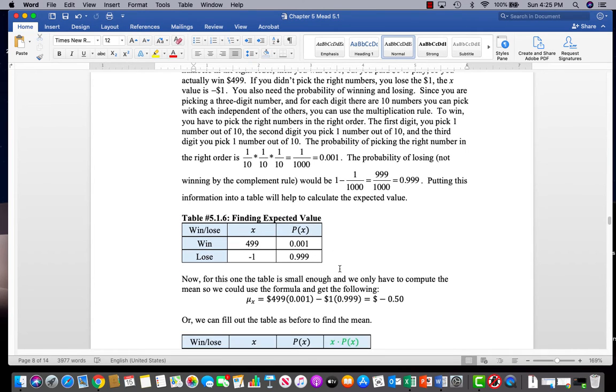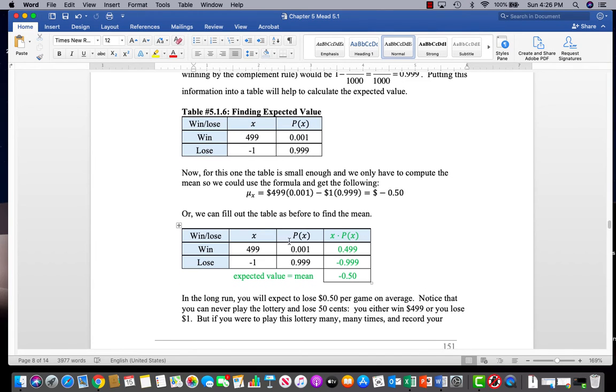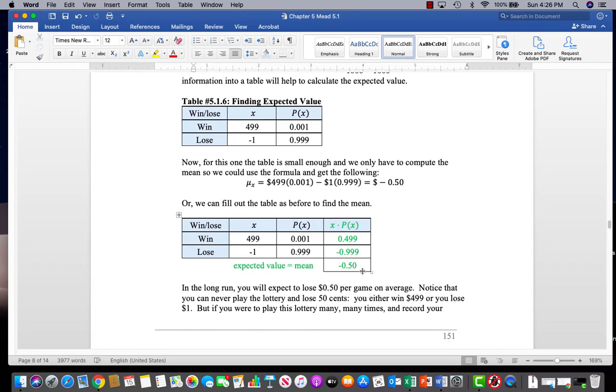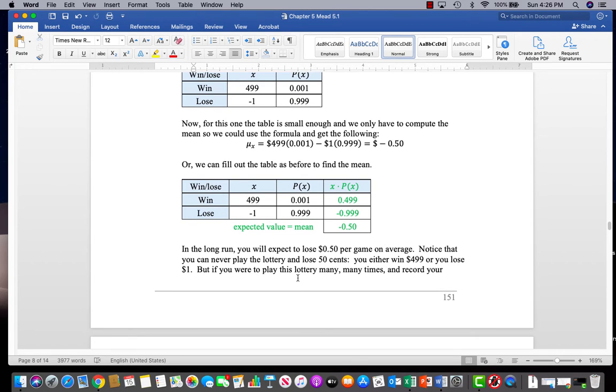Okay, so again, this is small enough of a table we can actually just calculate it. You could do this in one line and get -50 cents, or if you'd like to see the table, do the x times p of x column: multiply 499 times 0.001, it's 0.499, and negative 1 times 0.999 is negative 0.999, and so you add them together and you get negative 50 cents. So in the long run, you should expect to lose 50 cents per game.